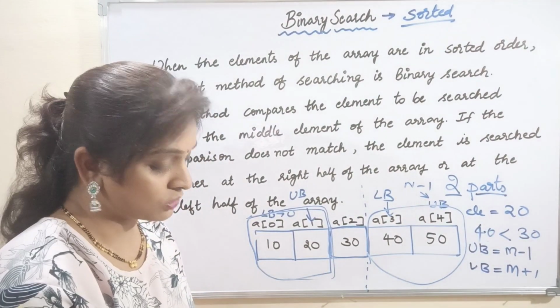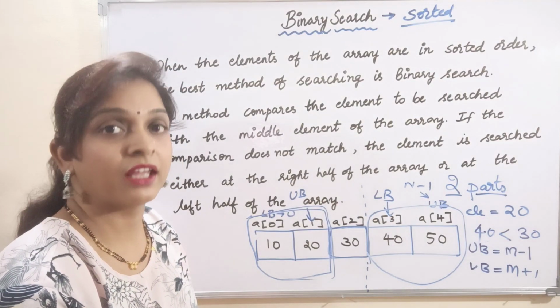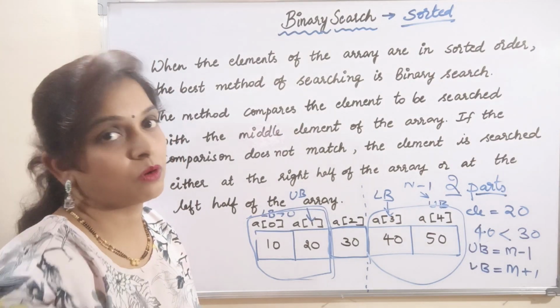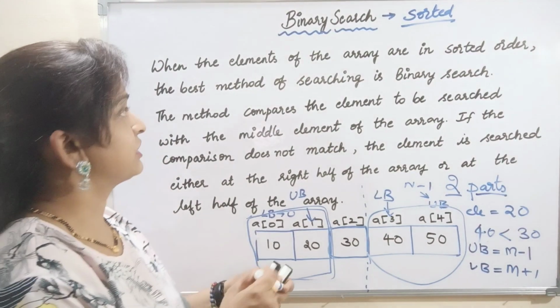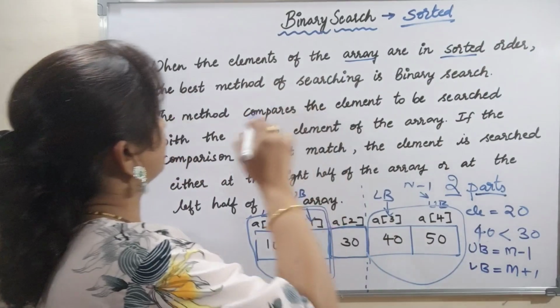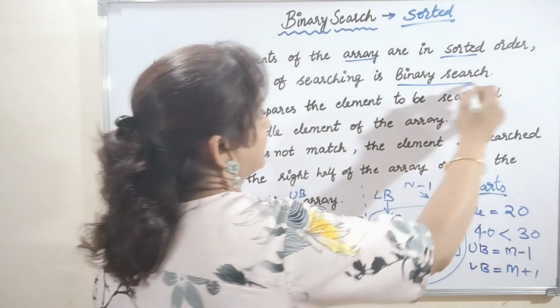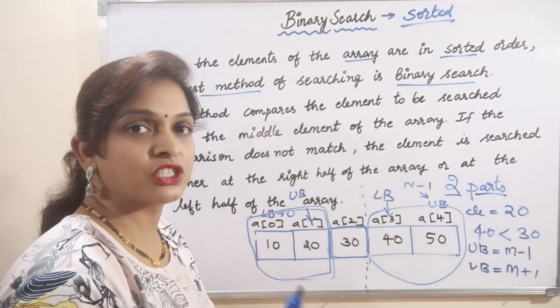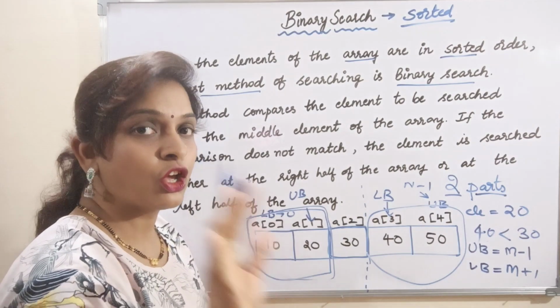So how can I go to the left portion of the array or the right portion of the array? We have to understand that with the algorithm. What binary search says is that when the elements of the array are in sorted order, then only can I apply this binary search technique. So binary search works only if the elements are in sorted order.